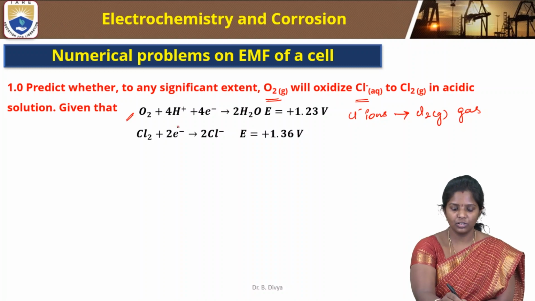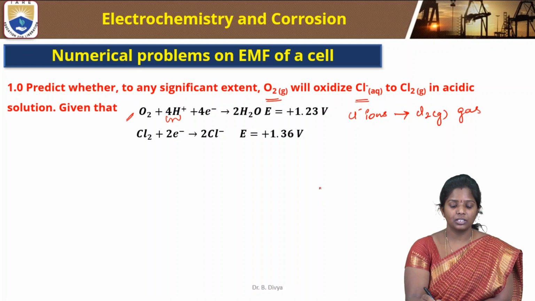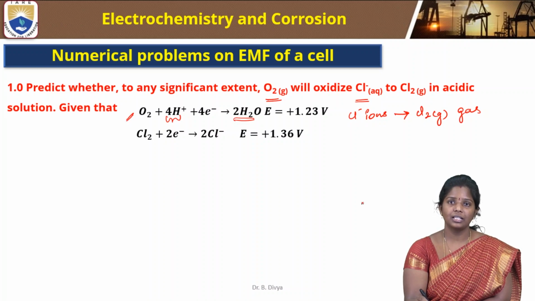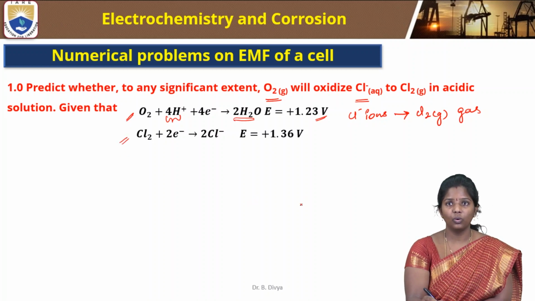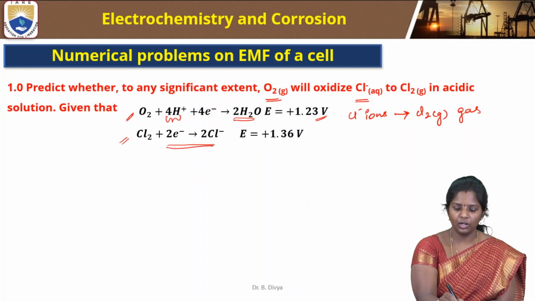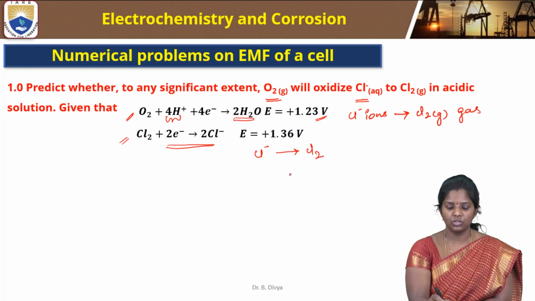The oxygen, in the presence of acid, where protons are high in concentration, will receive 4 electrons and form water. It has an electrode potential of plus 1.23 volt. Next, the other reaction is given, chlorine converting to chloride. But what is it asking here? The chloride has to convert to chlorine. Chloride ions should convert to chlorine, so that is the reaction we need to take into consideration.